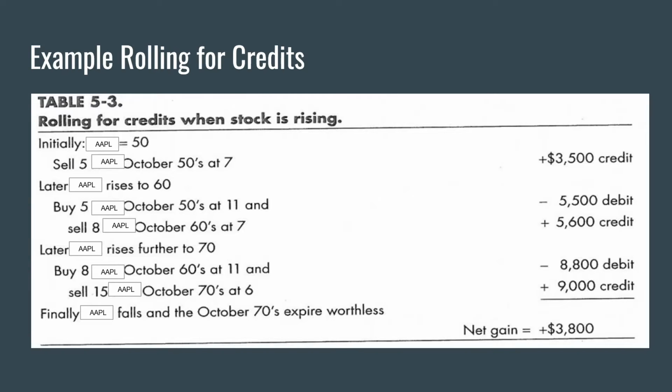In the previous slide, I talked about rolling for credit, the definitional term. If we take a look at table 5.3, this explains the definitional term. It shows how a trader would effectively execute this strategy and make a profit towards the end when the call expires.